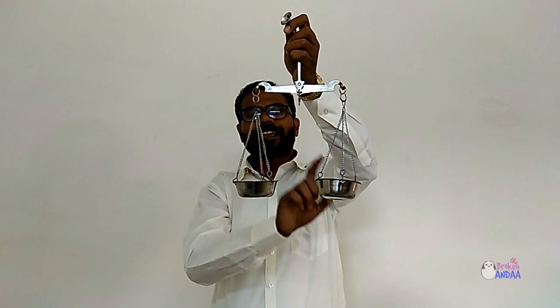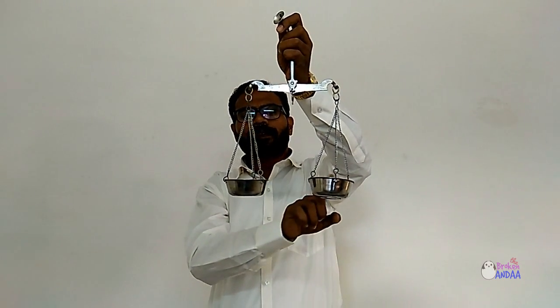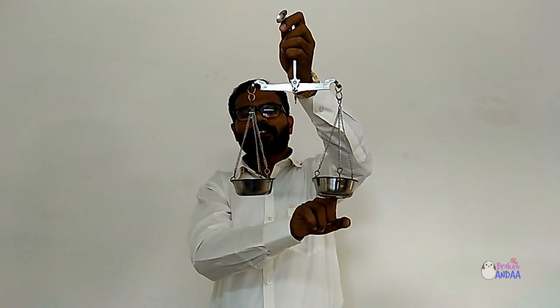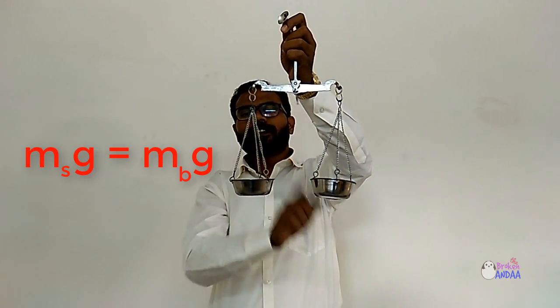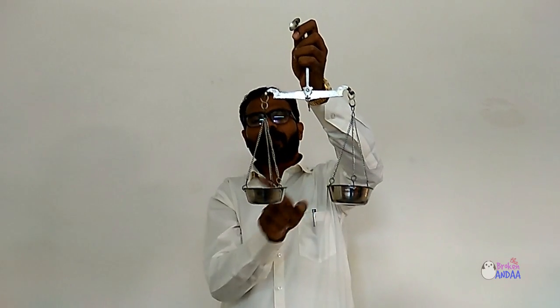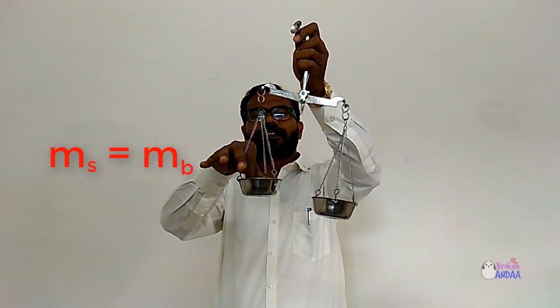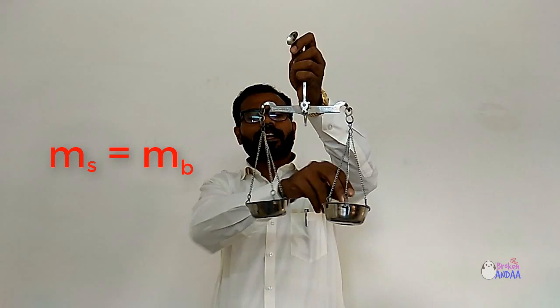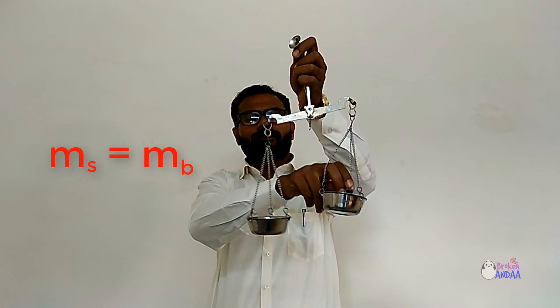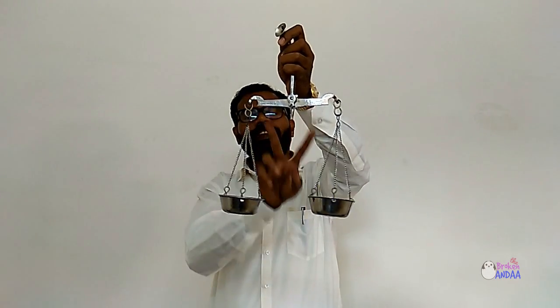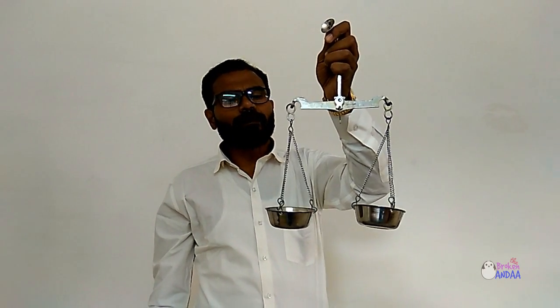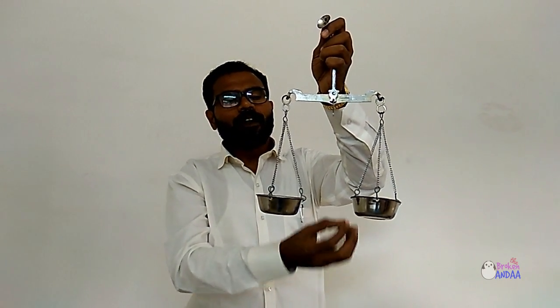As the two forces are equal, I can write mass of blob into g is equal to standard mass into g. On both sides I can cancel g and we get equal masses. So whatever standard mass I use in this particular pan, the same mass has to be kept here, and only then do we get the balance, and we can measure the mass of any object.